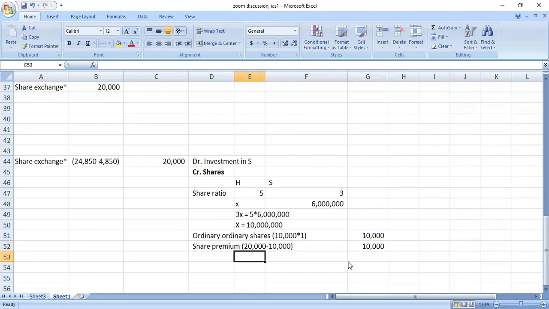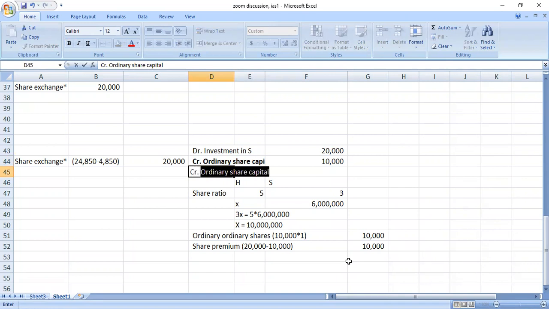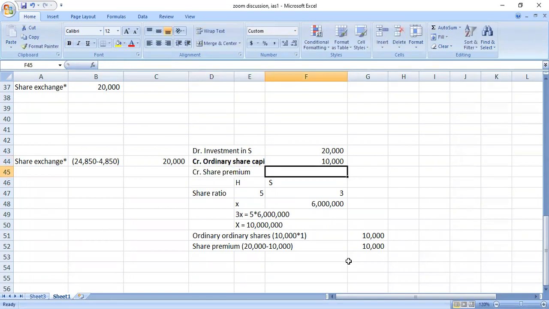So the entries that this guy must have passed include the following. You debit your investment in S of 20,000. Then for shares, you're going to credit ordinary shares or share capital, which is 10,000. Then the other credit must go to share premium, the balance still 10,000. So these transactions here were not reflected by H in his books. So you're supposed to do this for him.